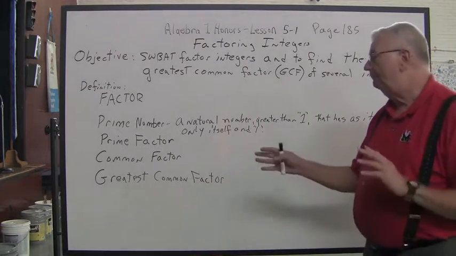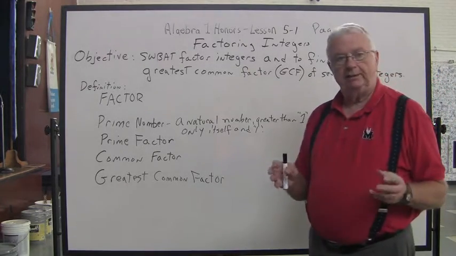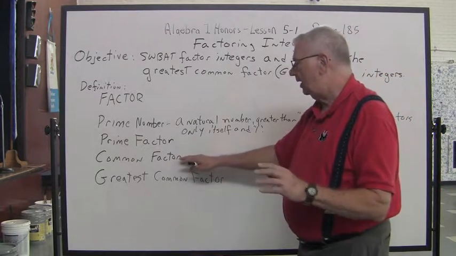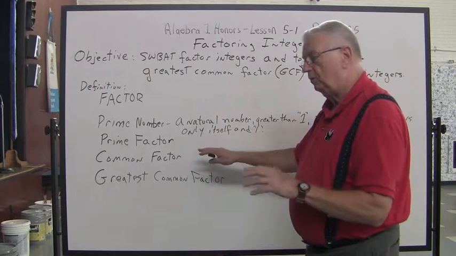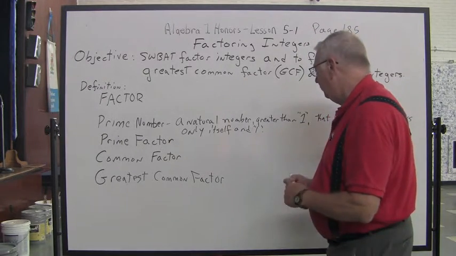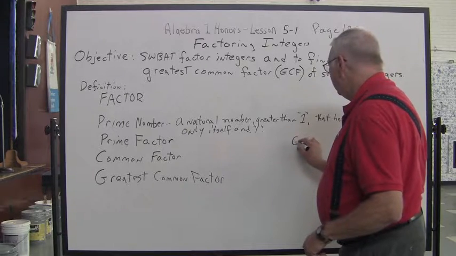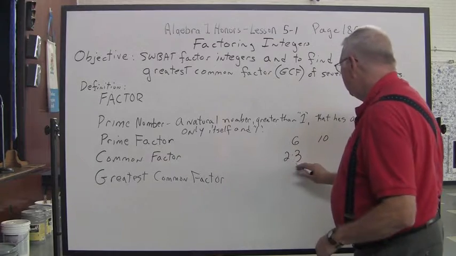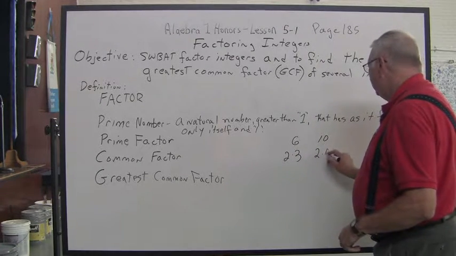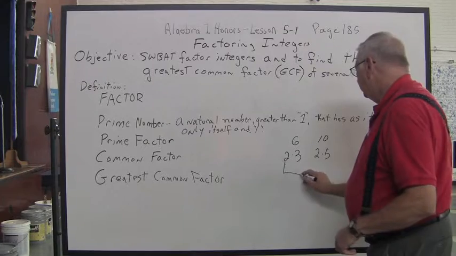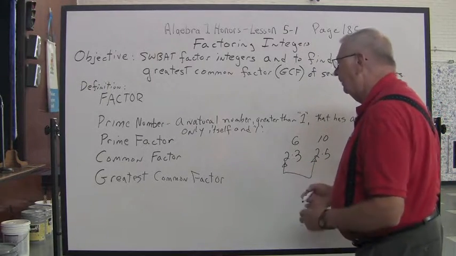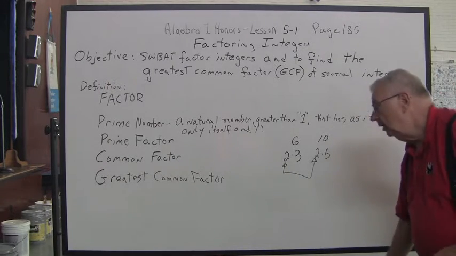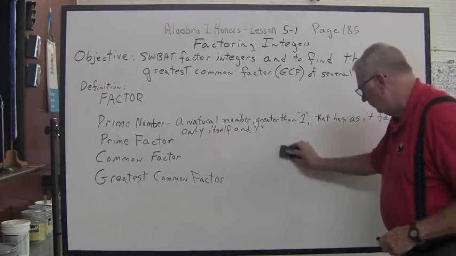And when we have two numbers and we look at their factors, we're looking for a factor that's common to both of those numbers. An example would be if we had 6 and 10, and for 6 we say 2 times 3, and for 10, 2 times 5, then 2 is a common factor to both the 6 and 10.